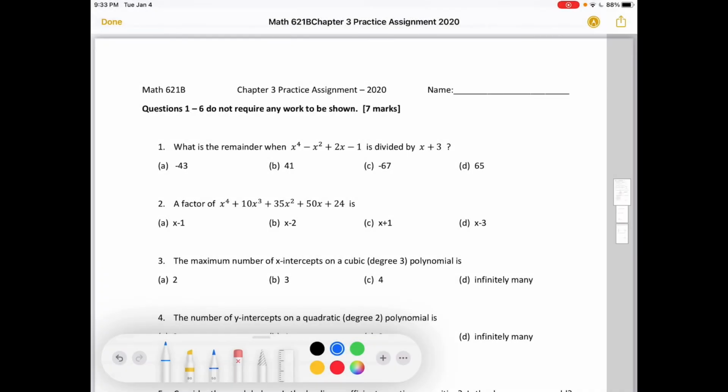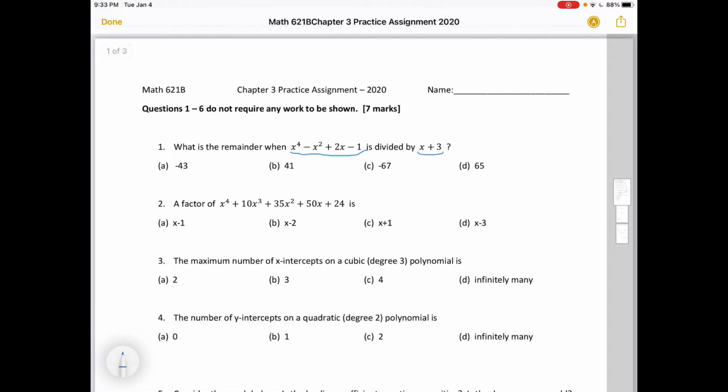Hi folks! Today we're going to take a look at the Chapter 3 practice assignment, which is actually just a lightly adapted version of the test from 2020. So the first question says, what's the remainder when this is divided by this binomial?